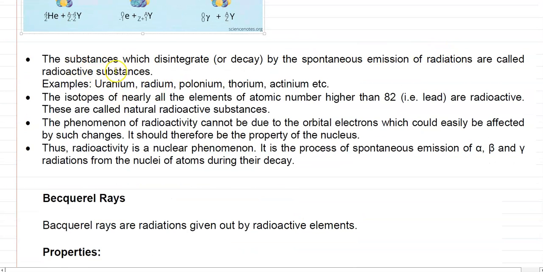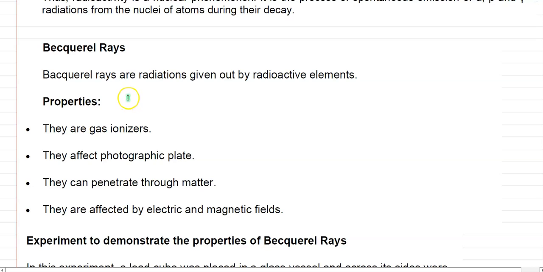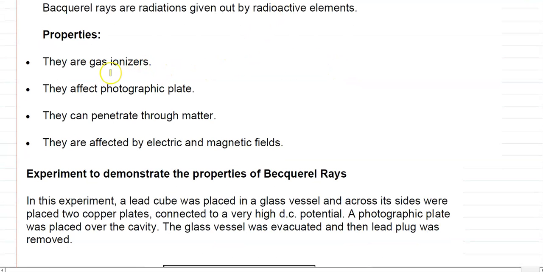What is a radioactive substance? Becquerel radiations are given out by radioactive elements. Their properties: they are gas ionizers, they ionize gas, they affect the photographic plate, they can penetrate through matter, and they are affected by electric and magnetic fields. The radioactive particles emitted from radioactive material are affected by electric and magnetic fields, but radioactivity itself is not affected by electric or magnetic fields.